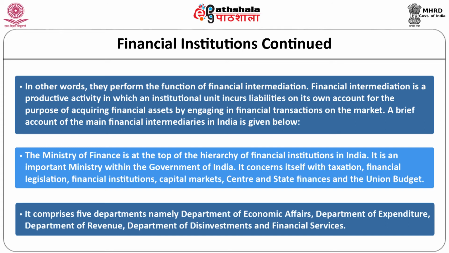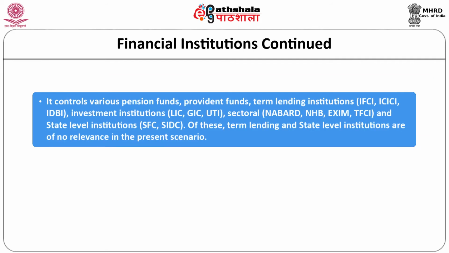It comprises five departments, namely Department of Economic Affairs, Department of Expenditure, Department of Revenue, Department of Disinvestment, and Department of Financial Services. It controls various pension funds, provident funds, term lending institutions, for example IFCI, ICICI, IDBI, investment institutions, for example LIC, GIC, UTI, sectoral institutions, NABARD, NHB, EXIM, TFSI, and state level institutions, SFC, SIDC. Of these, term lending and state level institutions are of no relevance in the present scenario. A brief overview of some of these institutions is given below.